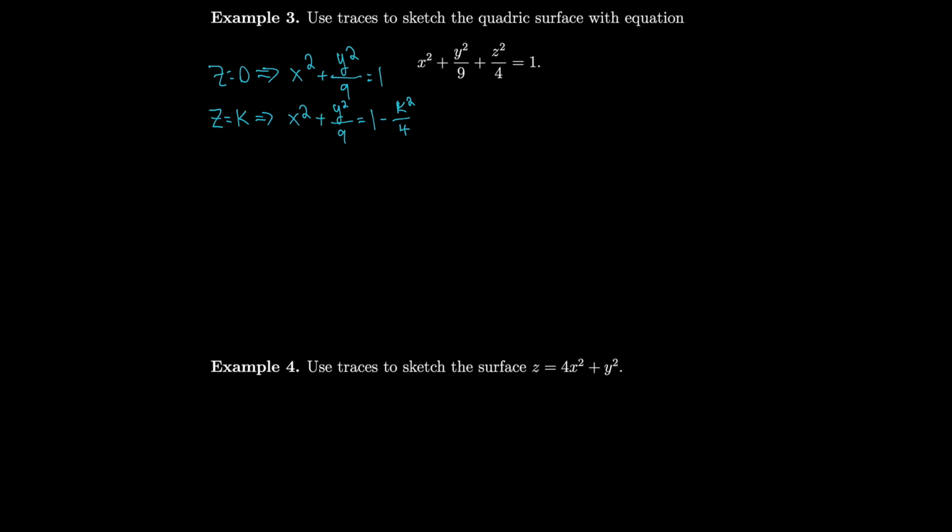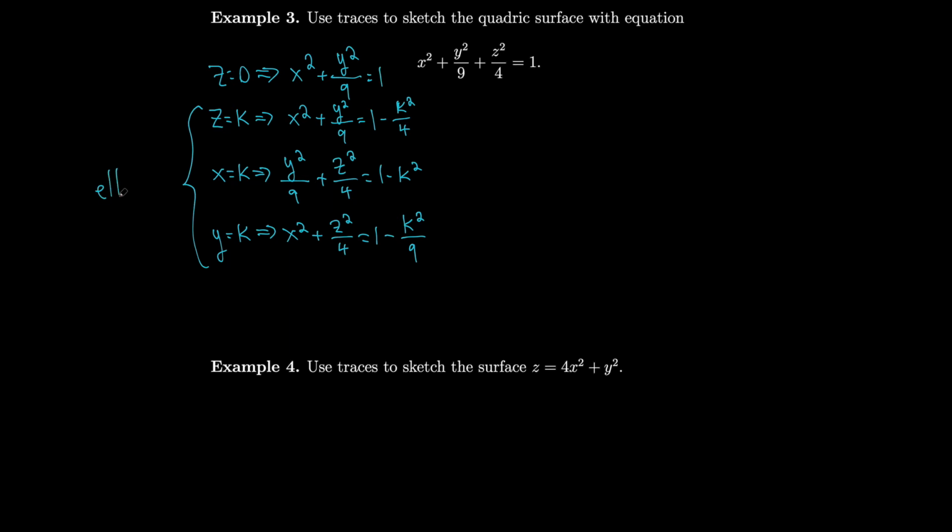So what if we slice in a different plane? How about I slice where x is constant? So then we get y squared over 9 plus z squared over 4 equals 1 minus k squared, so that's just 1 minus constant squared, so that's still an ellipse for the same reason as before. It's just an ellipse in the yz plane now, instead of the xy plane. If I slice with y constant, then I end up with x squared plus z squared over 4 equals 1 minus k squared over 9. So it looks like no matter how I slice, I should get an ellipse. These are all ellipses. So I think I should get some kind of blimp looking thing.